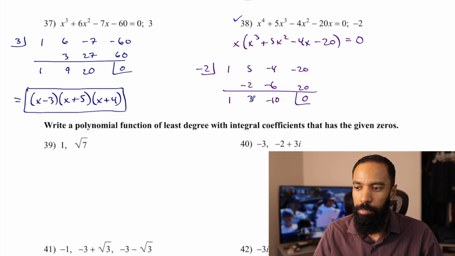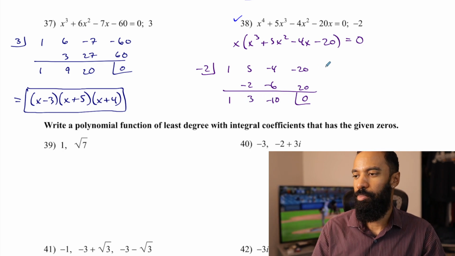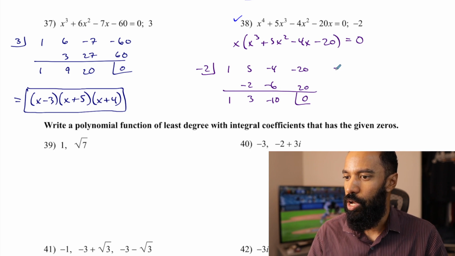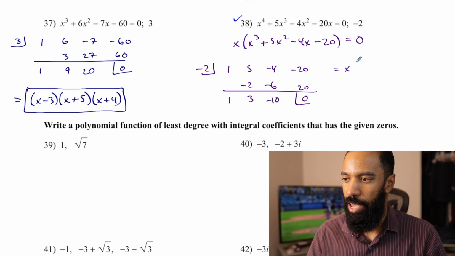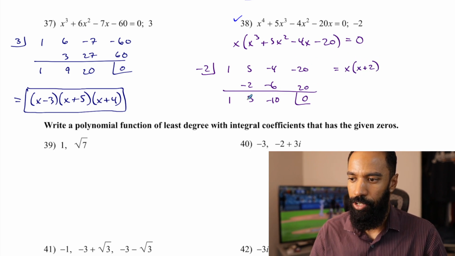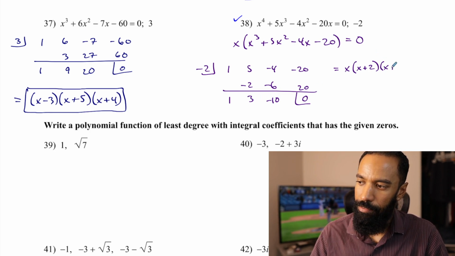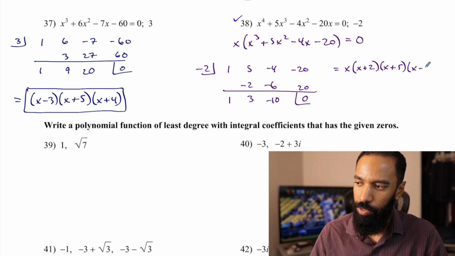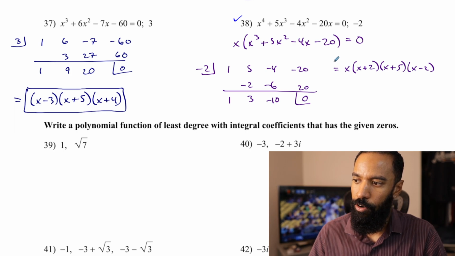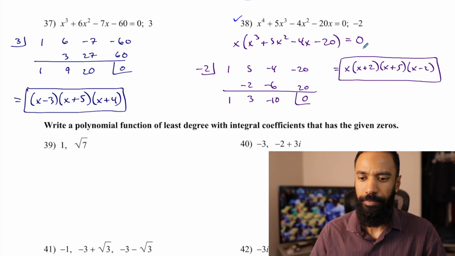So this is x squared plus 3x minus 10, which factors to x plus 5 times x minus 2. So x is a GCF. I got x plus 2 as a factor, and what I say? X plus 5 times x minus 2 are the last ones there. Full factorization of that guy.